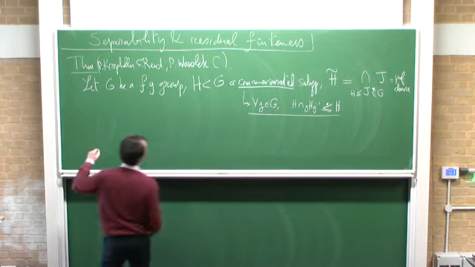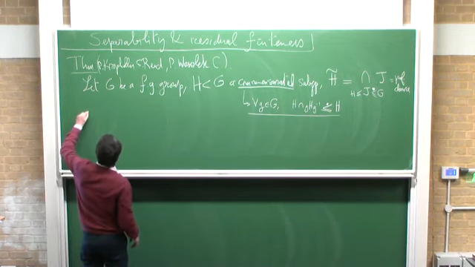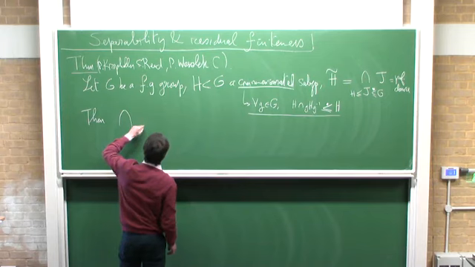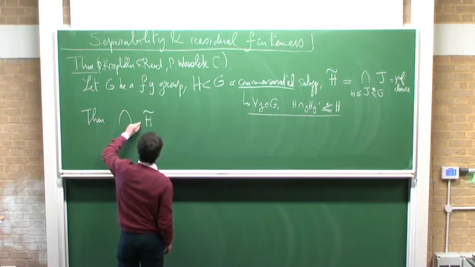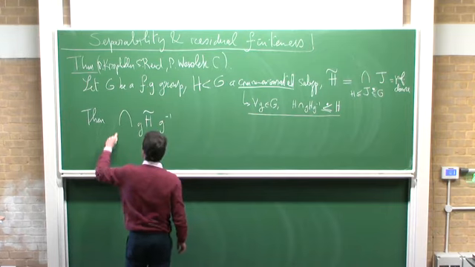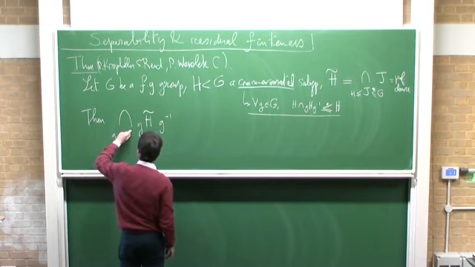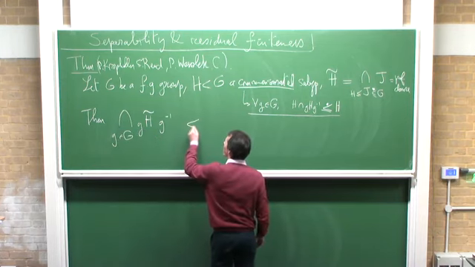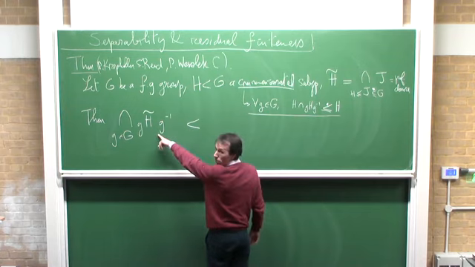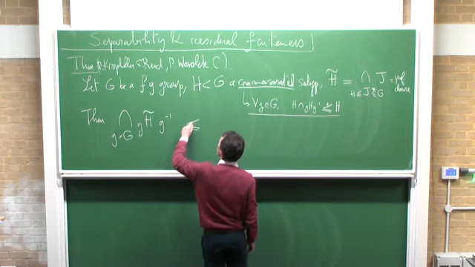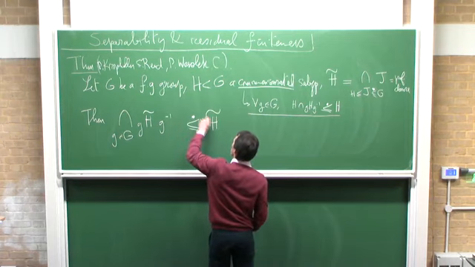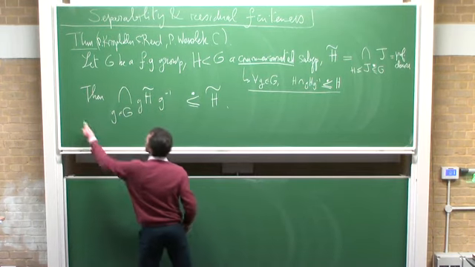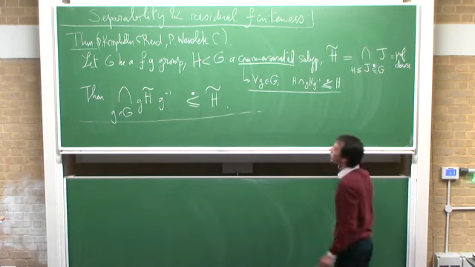Okay. So the theorem says that the normal core of the profinite closure, which is the intersection of all conjugates of the profinite closure, which is a normal subgroup of G of course, is of finite index in H.